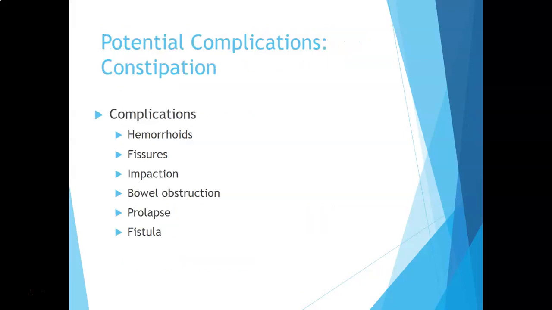So some potential complications of constipation. Hemorrhoids are a big one. These are the varicosities of the veins in the rectum. Straining to have a bowel movement may cause swelling in the veins and around the anus. They may be internal, which means they are inside the sphincter muscles, or external, where they are outside the sphincter muscles. Someone with chronic constipation can develop anal fissures, which are tiny tears in the anus caused by large or hard stool.